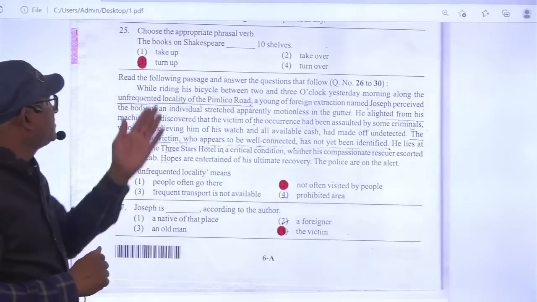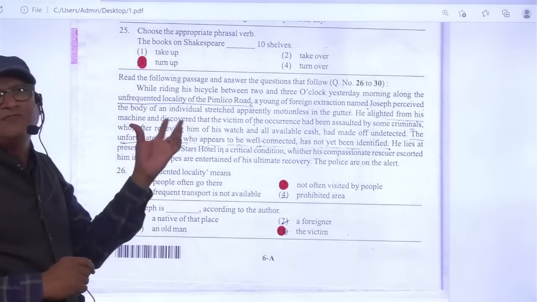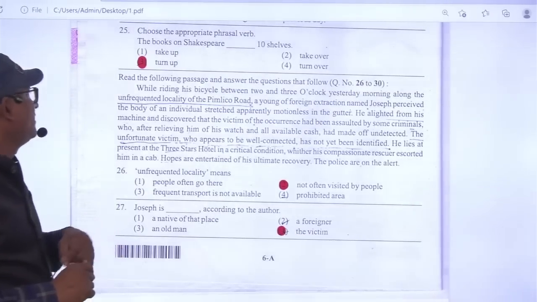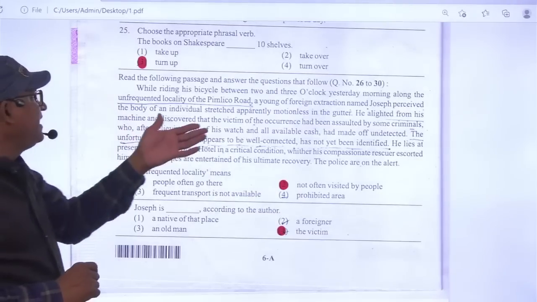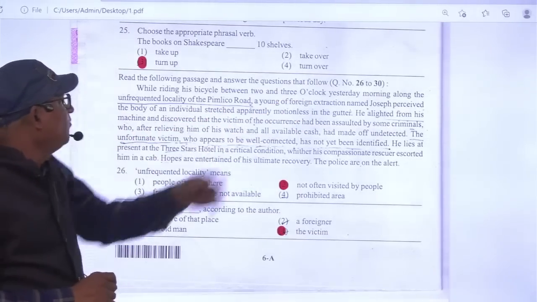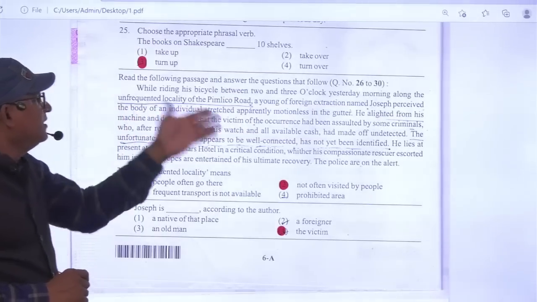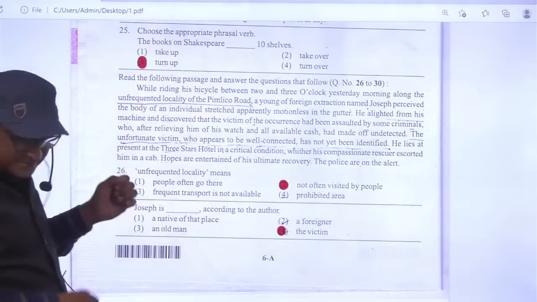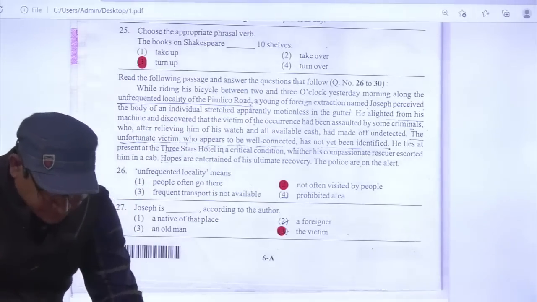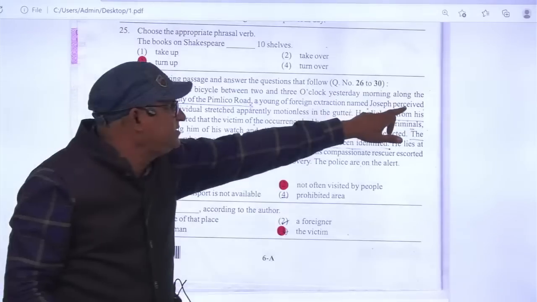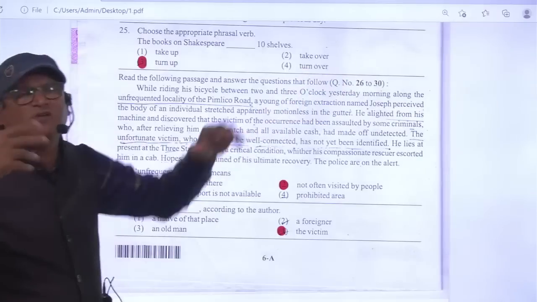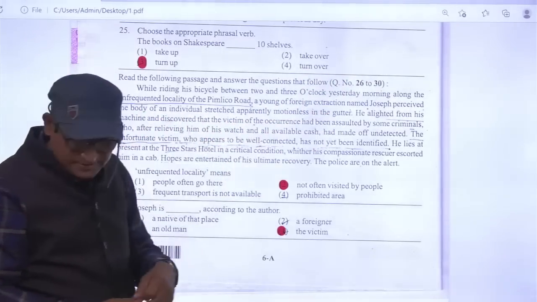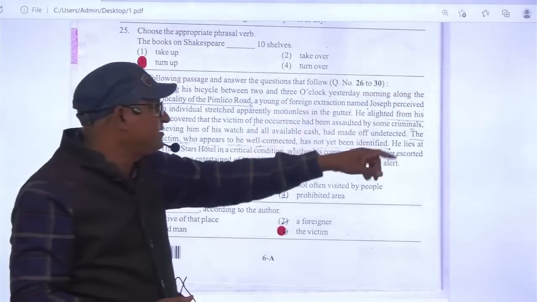And finally, of course, let's see the reading comprehension passage, according to that the fill in the blanks that is given. We can choose 1 to 1. So question number 26. First, let us see the passage once. While riding his bicycle between 2 and 3 o'clock yesterday morning around the unfrequented locality of Kimballpur Road, the young foreign extraction named Joseph perceived, right? So perceived is a verb that is nothing but like observe, like aware of the body of an individual stretched apparently motionless in the gutter, right?